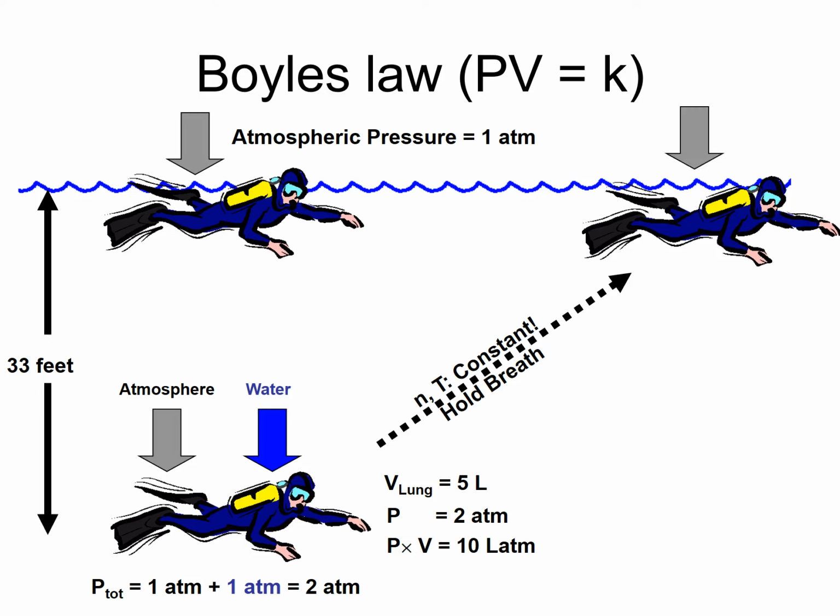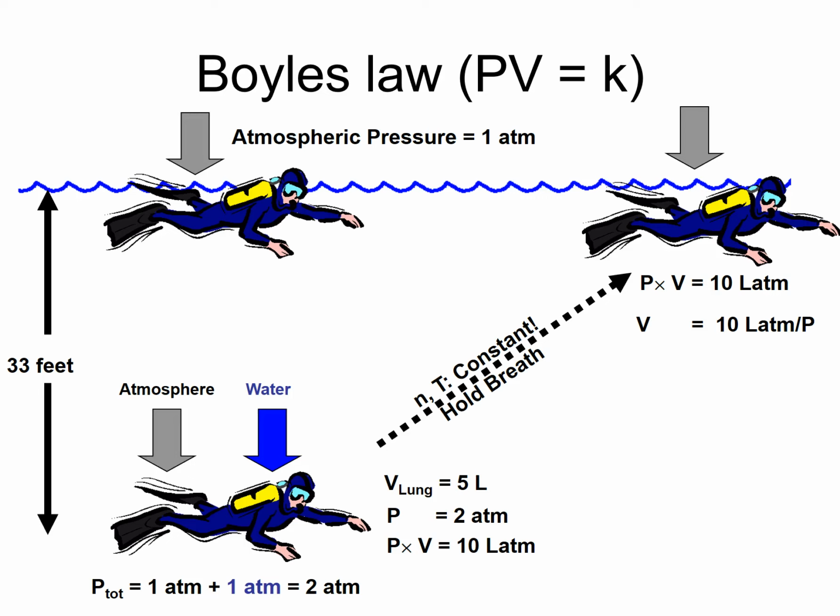Now, one thing is for certain, and that is that P times V is still a constant, and we still have the pressure of the atmosphere pushing down on the diver at this point. Okay, so mathematically, we have P times V is equal to 10 liter atmospheres. That hasn't changed. We derived that for the diver at depth. Now, if we solve for V, then V is going to be equal to 10 liter atmospheres divided by P. Okay? Just a little bit of algebra there.